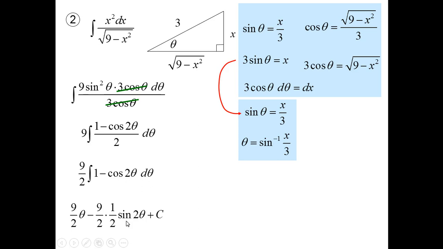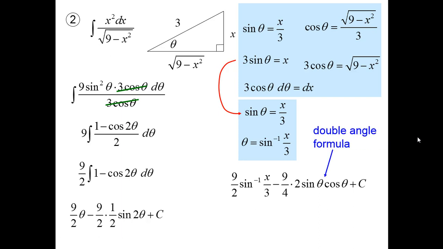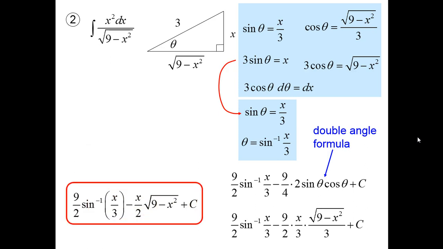Lastly, I need an expression for sine of 2 theta. I don't have an expression for sine of 2 theta, but remember that sine of 2 theta is the double angle identity, and that can be written as 2 sine theta cosine theta. And I do have an expression for sine theta and for cosine theta from up here. If you go through and make those substitutions and do a little simplification, you should get this as your final answer. Take a minute, make sure you see all of those substitutions. Sine theta was x over 3, cosine theta was the radical over 3, and then with a little simplification, we get this.